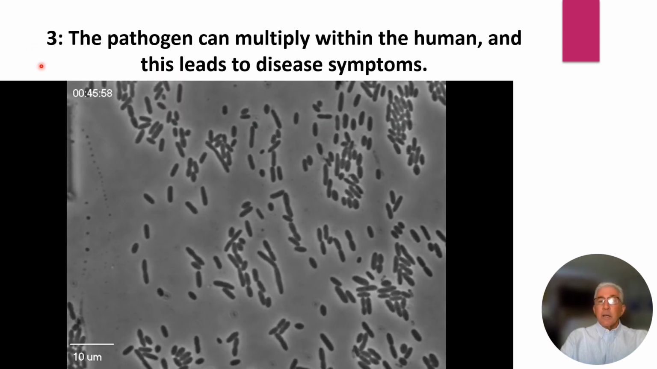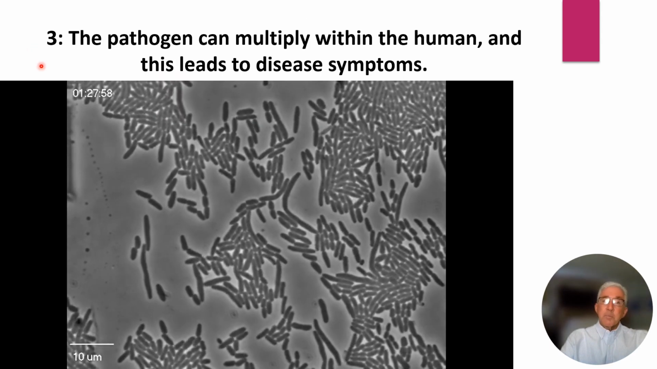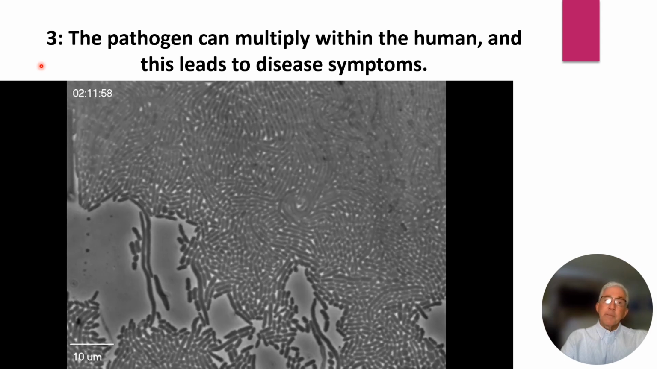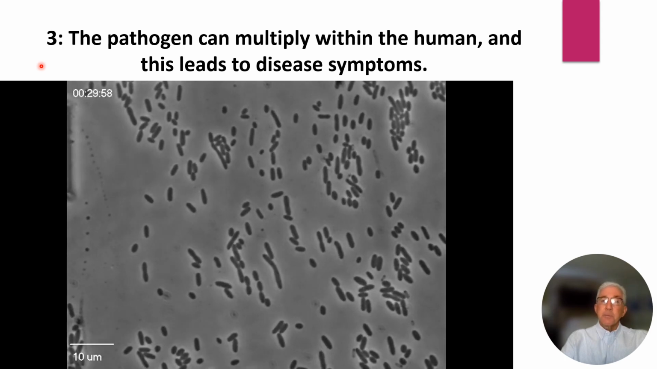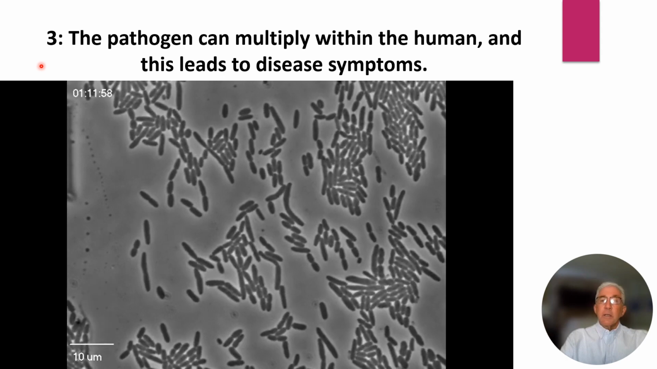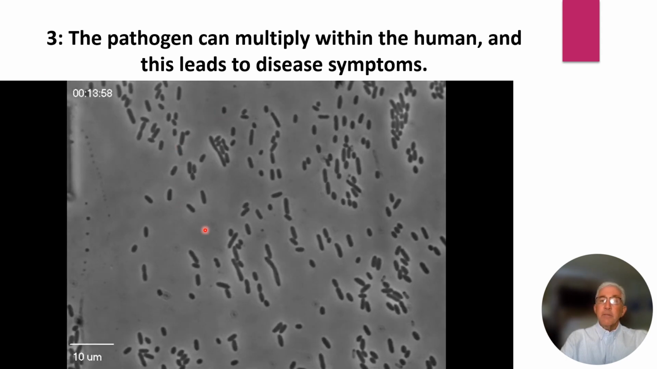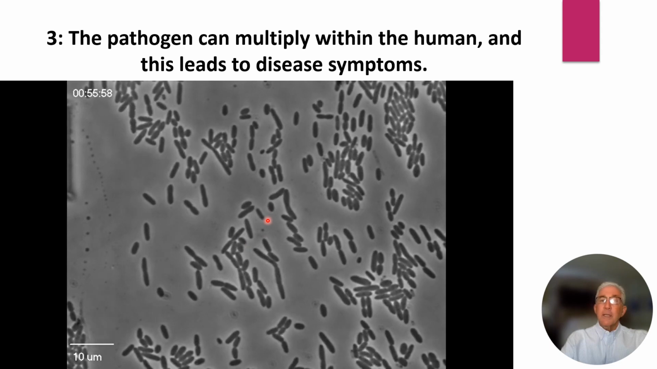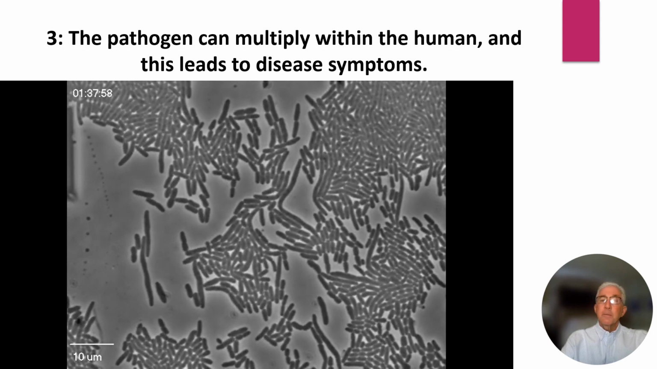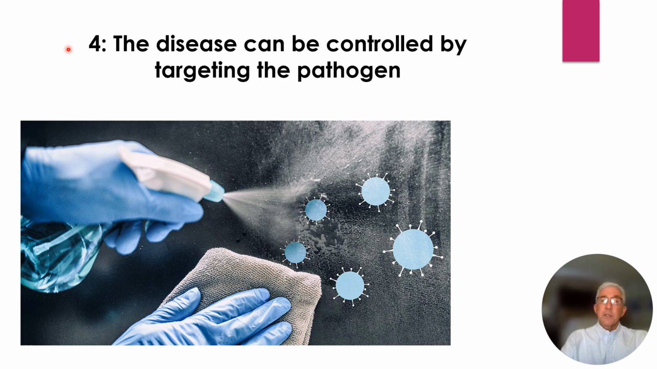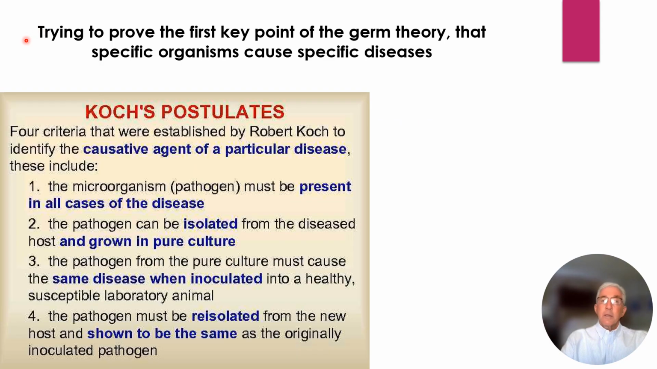The third key concept is that the pathogen can multiply within the human, and this leads to disease symptoms. What you see here is the bacteria called E. coli multiplying viewed with a conventional light microscope. And the fourth concept is the disease can be controlled by targeting the pathogen. Now, there are some partial truths in these four key concepts. So let's look at each one.